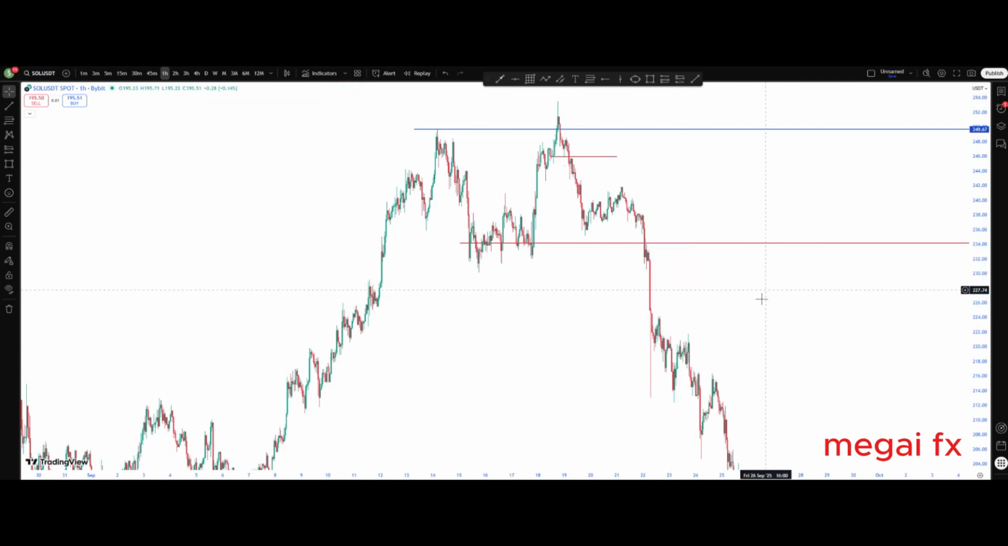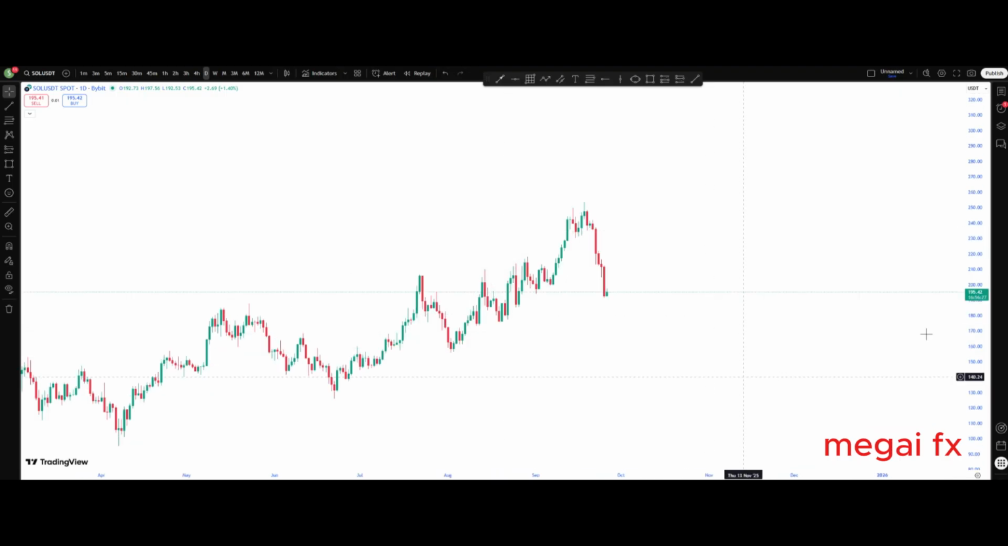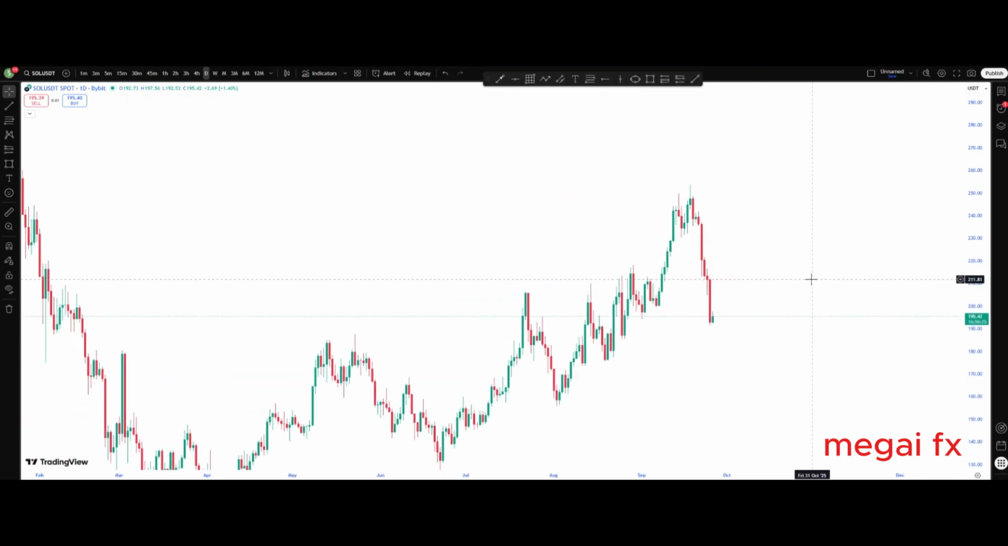Another way you can also confirm this change in state of delivery is by using two assets that are in correlation with each other. For example, this Solana USDT is correlated with Solana BTC. So you can take advantage of two of them.